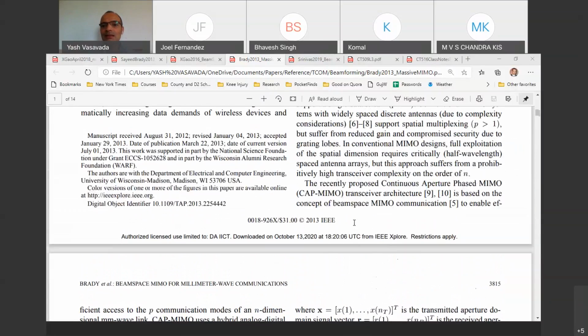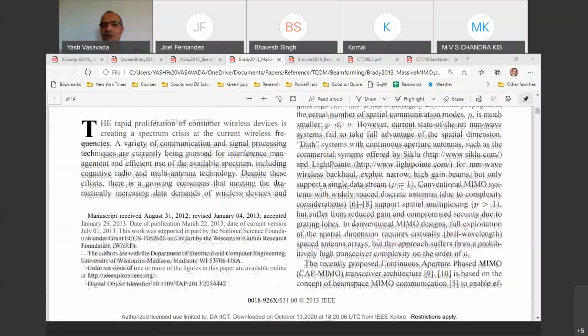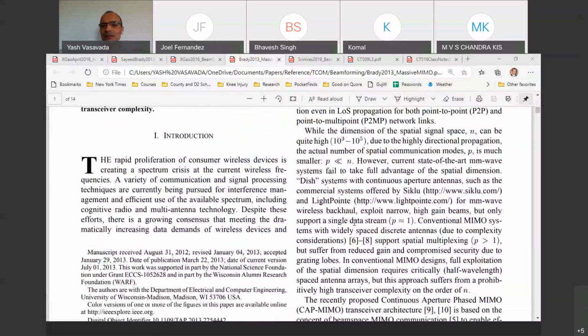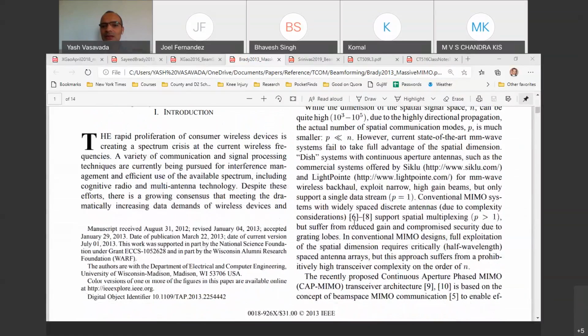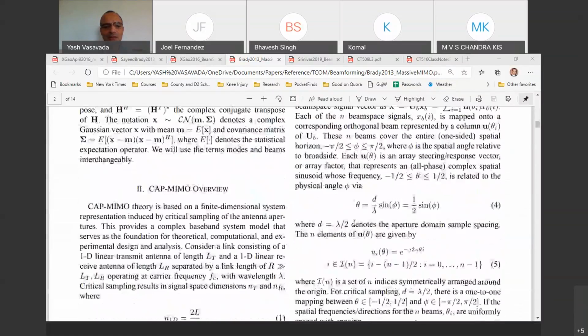But that is the whole RF part of it. The rest of the paper is firmly into the type of discussions that we have been having here.